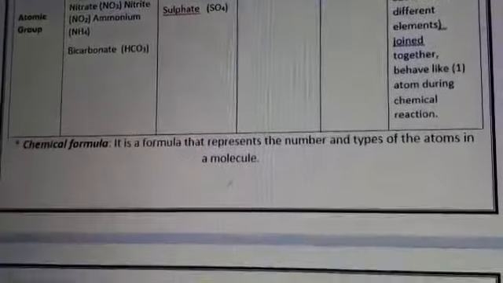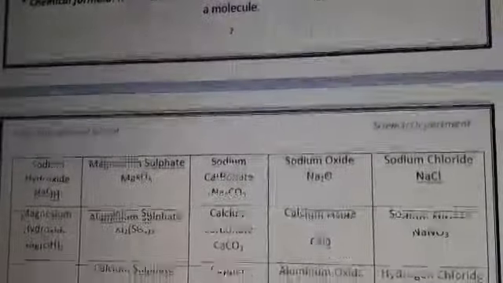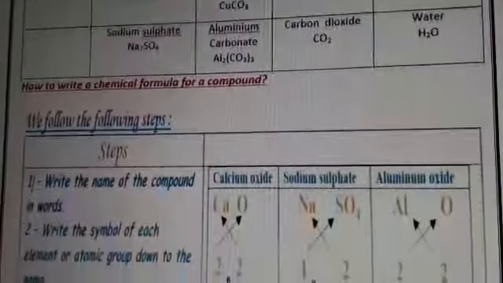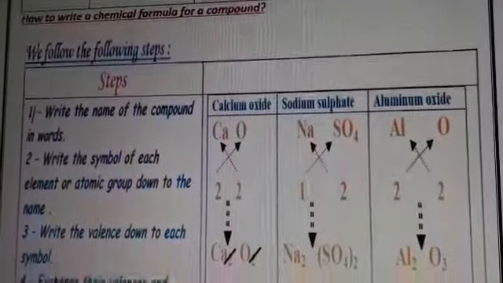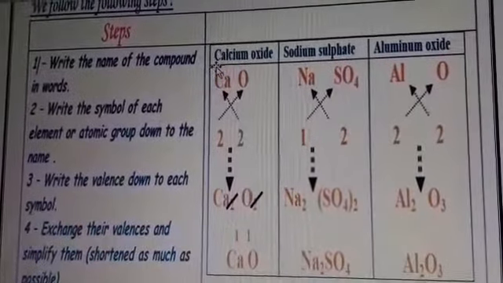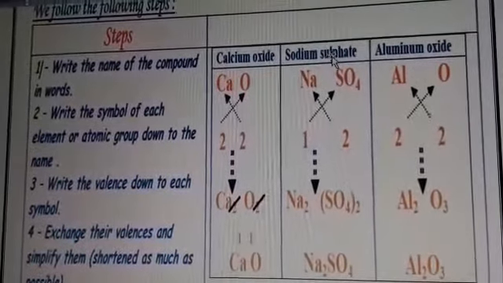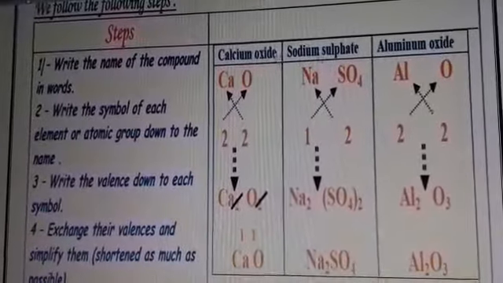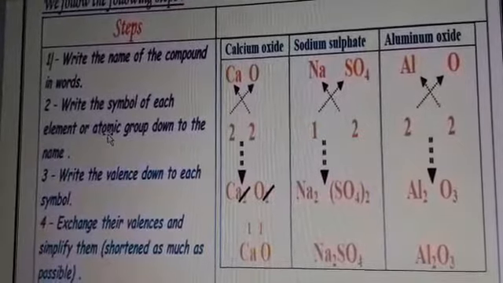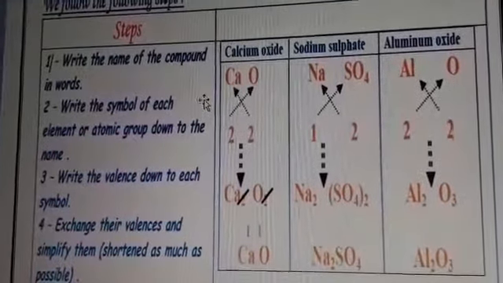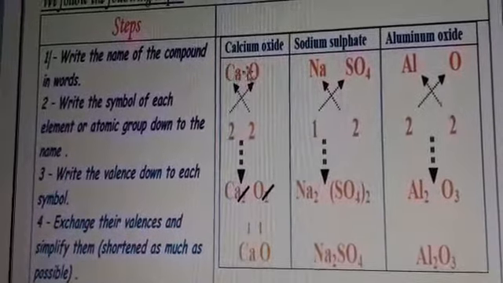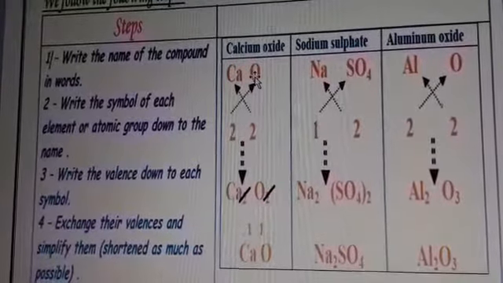So we can write a molecule now by following these steps for writing the chemical formula for a compound. Number 1, write the name of the compound in words, like calcium oxide, sodium sulfate, aluminium oxide. Write the symbol of each element or atomic group down under the name. First example, calcium oxide. The symbol of calcium is Ca, the symbol of oxide is oxygen.